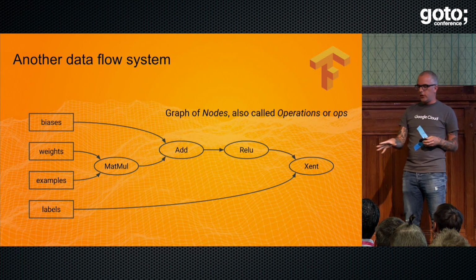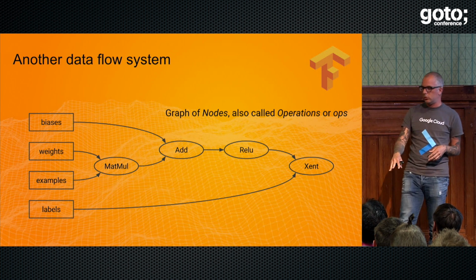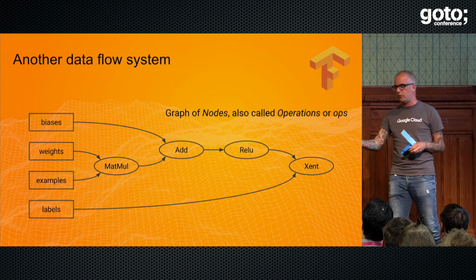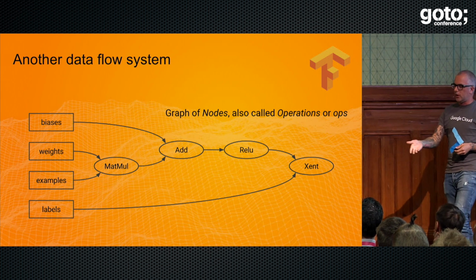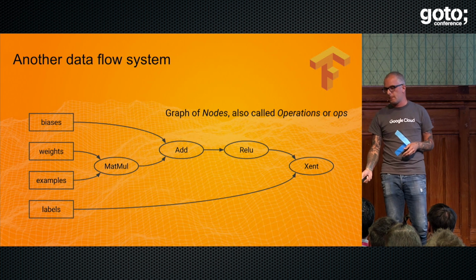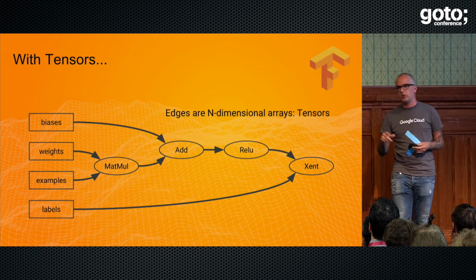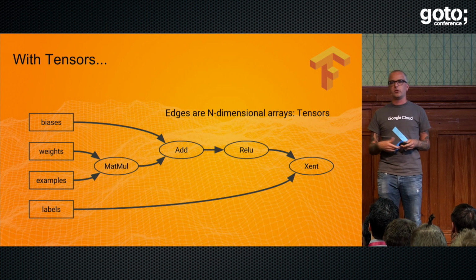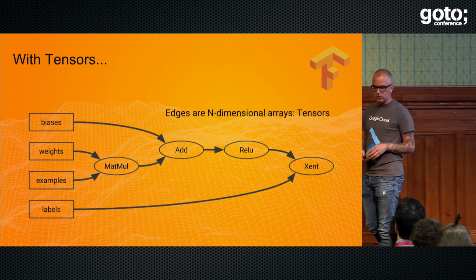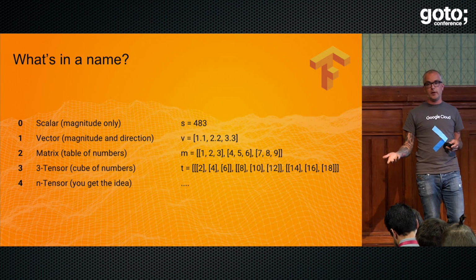So, a few things about TensorFlow itself. It's a data flow system, so this should look quite obvious to most people. It's a case of interconnected nodes that are going to perform certain functions. In that graph of nodes, all of the edges are n-dimensional arrays, or tensors, hence the name TensorFlow. What's a tensor? A tensor is a multi-dimensional array.